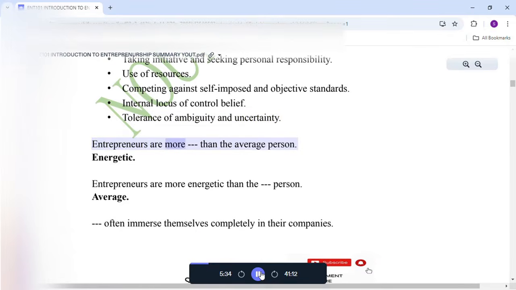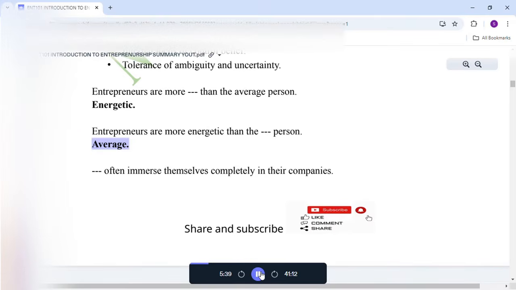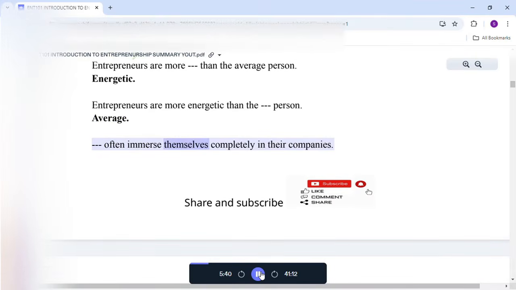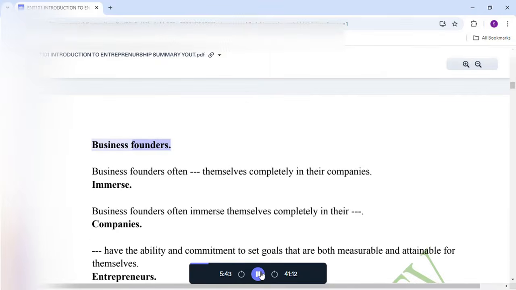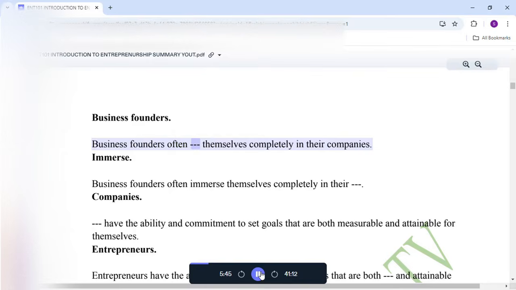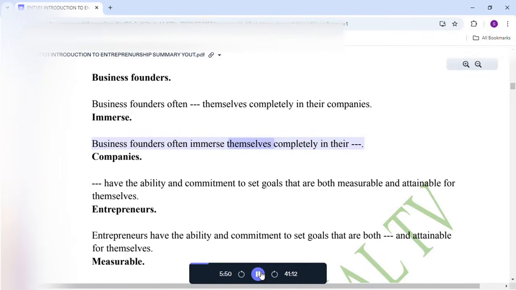Entrepreneurs are more energetic than the average person. Business founders often immerse themselves completely in their companies.